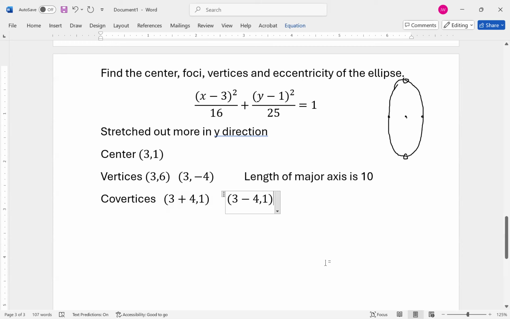When I add 4 to the x value, I get to the point 7, 1. When I subtract 4 from the x value, I get to the point -1, 1. By the way, since co-vertices are 4 units from the center, that means that the length of the minor axis is a double 4.